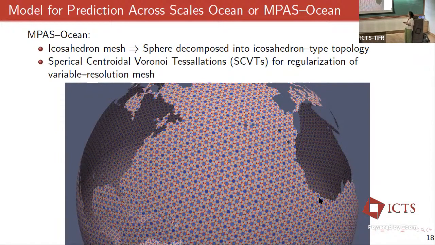Which has 20 faces. So the entire sphere is divided into many polygons, and so these are some details. You need not worry about it. It is called spherical centroidal Voronoi tessellation because we need regularization. Some areas, suppose the coastal areas, need high resolution, but the open ocean part will need lower resolution. So we need a regularization, and that is done in a particular way. If you are interested, I can talk about it later.